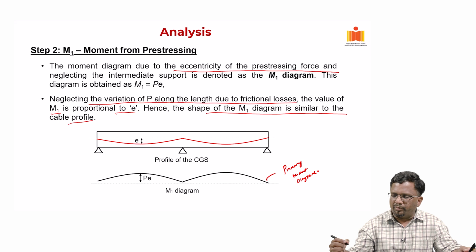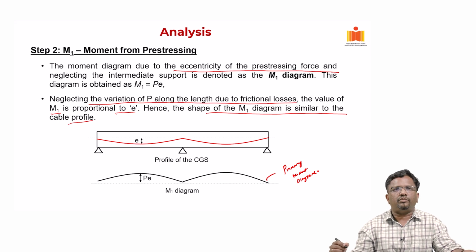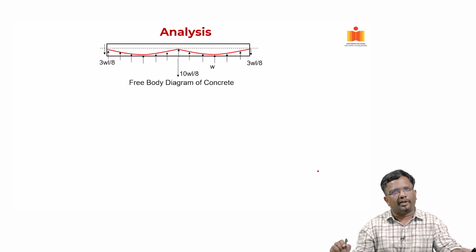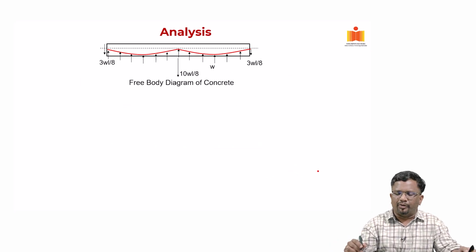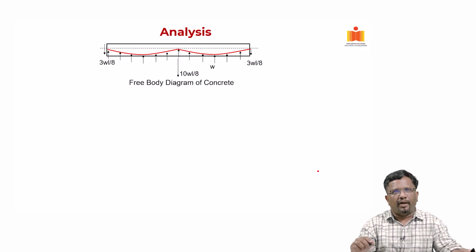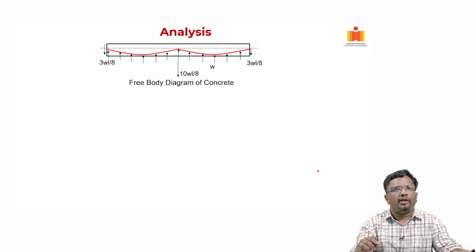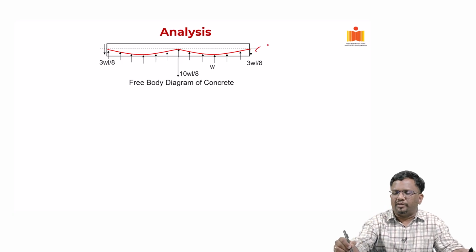Okay, this is a primary moment diagram. Now, how do we get your secondary moments? Again, we take this simple two span system, and because of this cable profile, we look at what the equivalent loads from pre-stressing are.